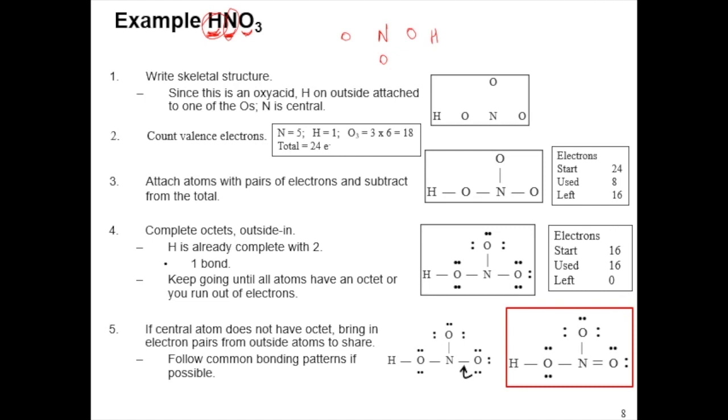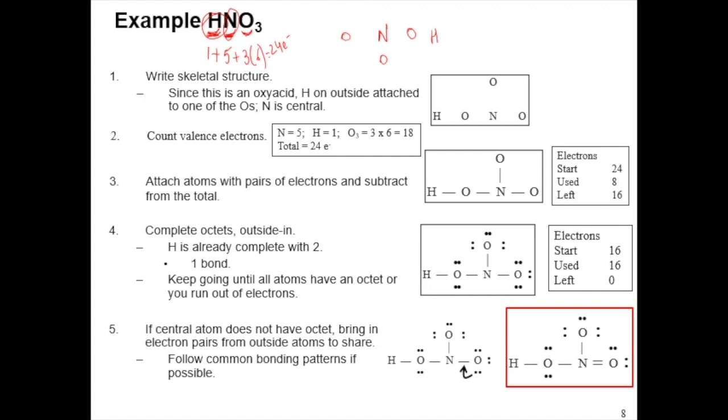The next step is to figure out the valence electrons. Hydrogen, I have only one of those. Each hydrogen has one valence electron. Then there is nitrogen. There's only one nitrogen, and each nitrogen has 5 valence electrons. Then we have oxygen. We have 3 of those, and each oxygen has 6 valence electrons. So in total, this would give you a total of 24 electrons. So we need to distribute 24 electrons here.